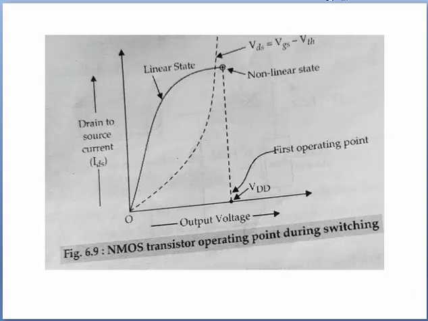So the rise time is the time for which the waveform has to rise from 10% of the steady state value, whereas the fall time, that is TF, is the time for which the waveform has to fall from 90% of the steady state value. The third parameter is delay time. Delay time is just the time difference between the 50% transition at input and the 50% transition at output.